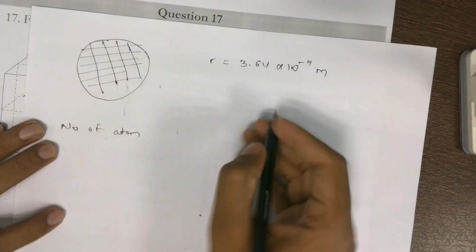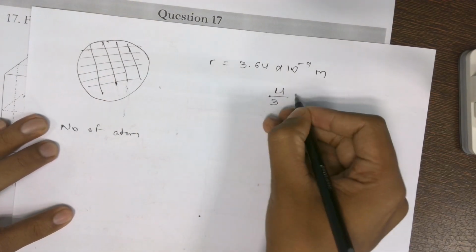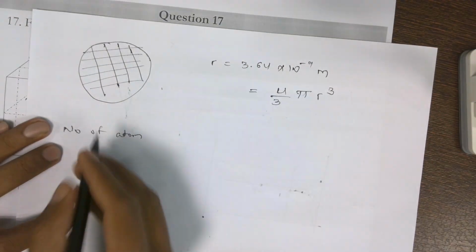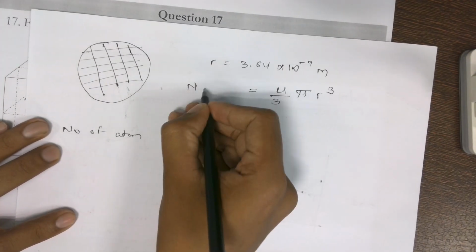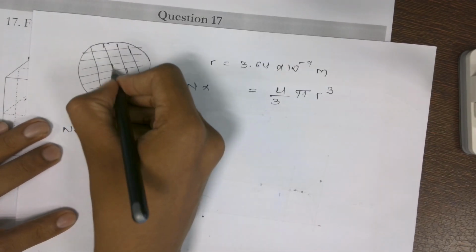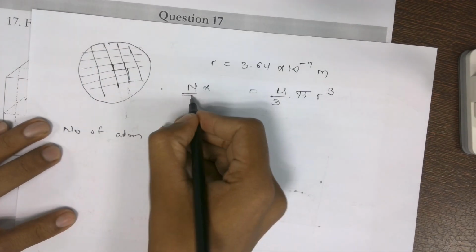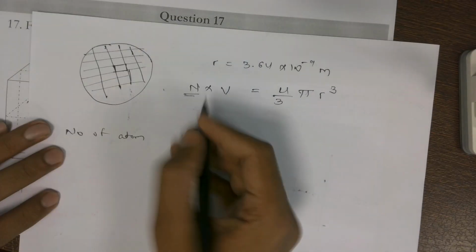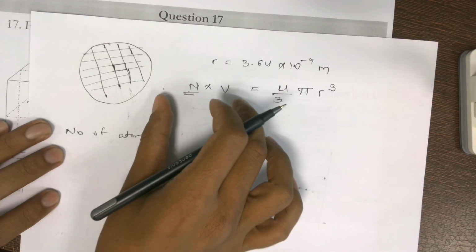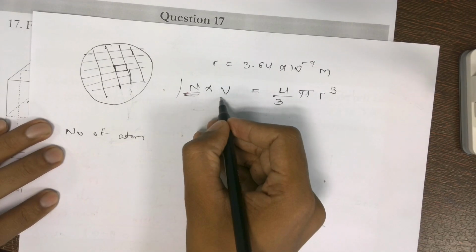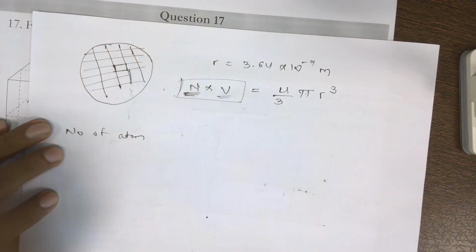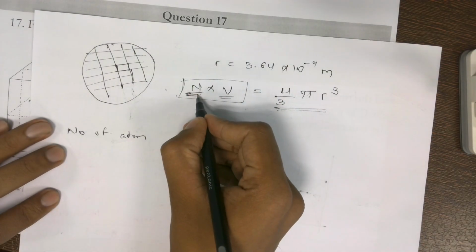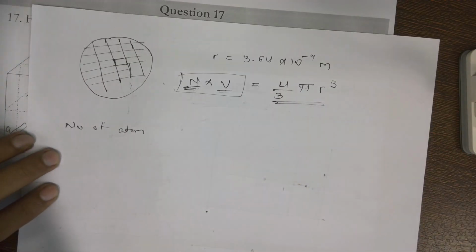What is the volume of this particular nucleus? Volume will be 4 by 3 pi r cube. And this volume will be equal to, let's say n is the number of unit cells. Let's say this is the unit cell. N is the number of unit cells and V is the volume of the unit cell. So if we multiply them, the number of unit cells times the volume of one unit cell, we will get the entire volume. It will be equal to this volume. So from here we can find the number of unit cells. How can we find the V?